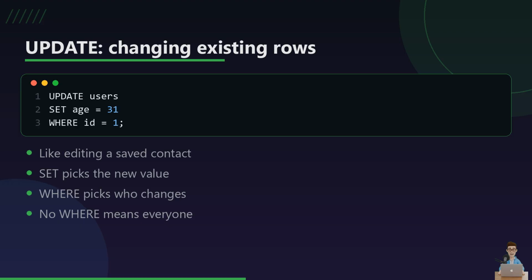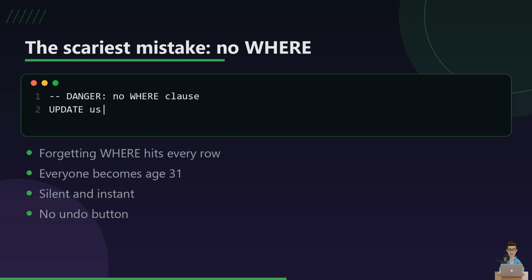UPDATE is editing a contact you already saved, maybe fixing a wrong phone number. The SET part says what the new value is and the WHERE part says exactly which rows get it. So this changes Alice's age to 31 and only Alice because we pointed WHERE at ID 1. You might wonder what happens if you forget the WHERE, and honestly that question is the whole reason people fear this command. So here is the classic disaster.